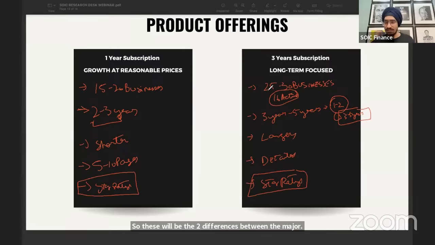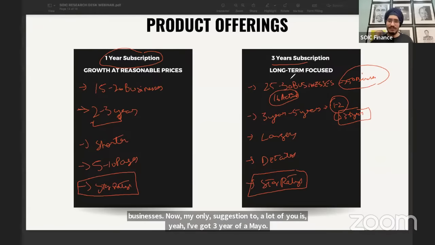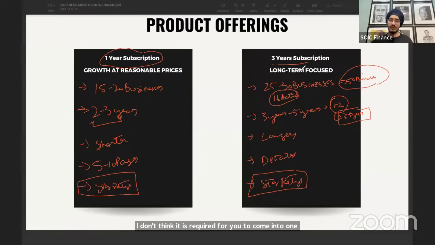Actually, some of the subscribers also asked, why not include the 1 year one in the 3 year one? Take this to 50 businesses. Now, my only suggestion to a lot of you is, if you are in the 3 year, I don't think it is required for you to come into 1 year. Reason being, you have a universe of 25 to 30 businesses, which is more than enough for you to think about, read about, and buy independently in your portfolio. I think that will be more than enough.